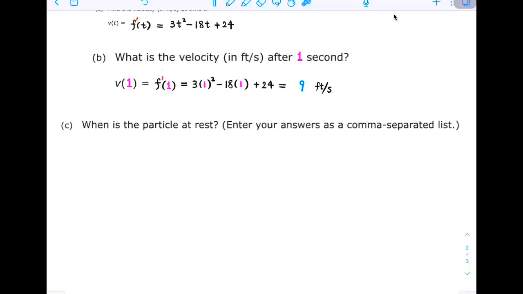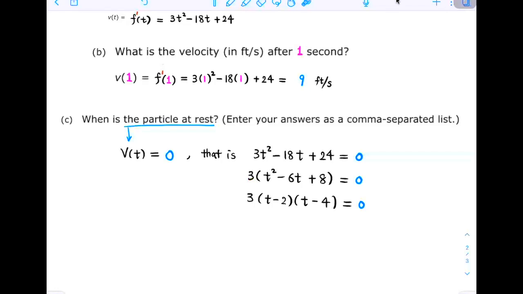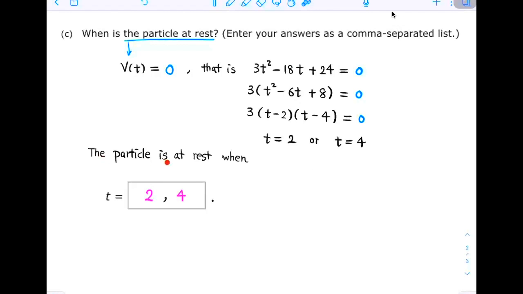Let's see. When is the particle at rest? The particle is at rest when v of t is equal to 0. That is 3t squared minus 18t plus 24 equals 0. Take out the common factor 3 and factor this. We get 3 times t minus 2 times t minus 4 equals 0. And this is true when t equals 2 or t equals 4. The particle is at rest when t equals 2, 4.